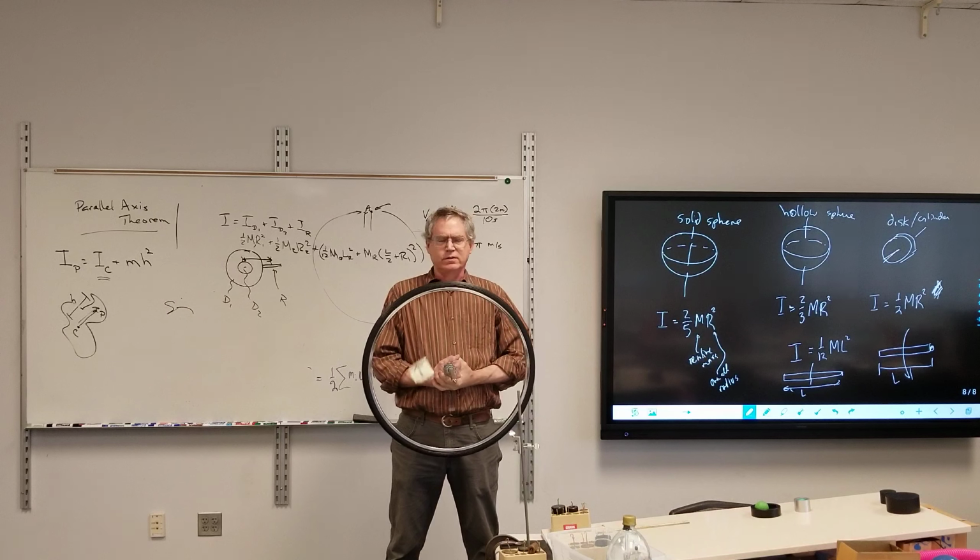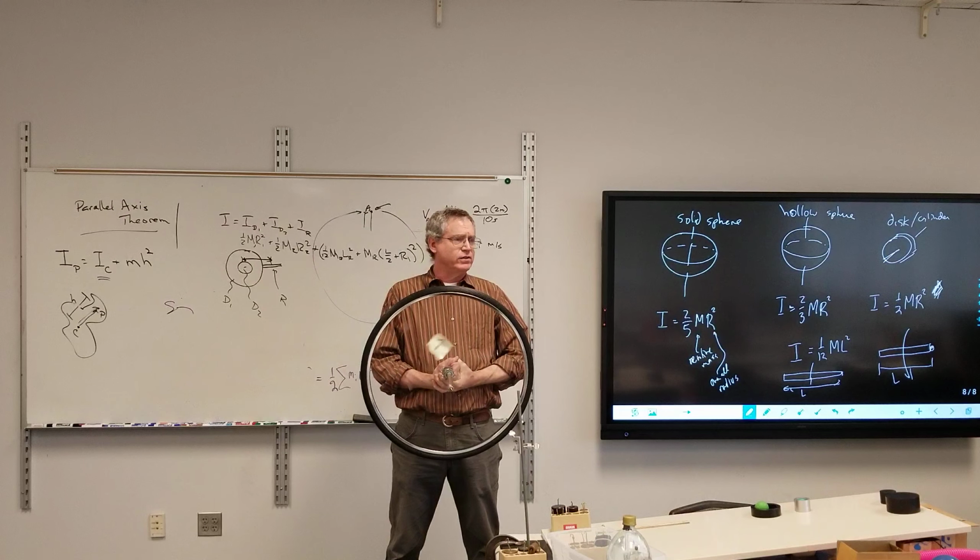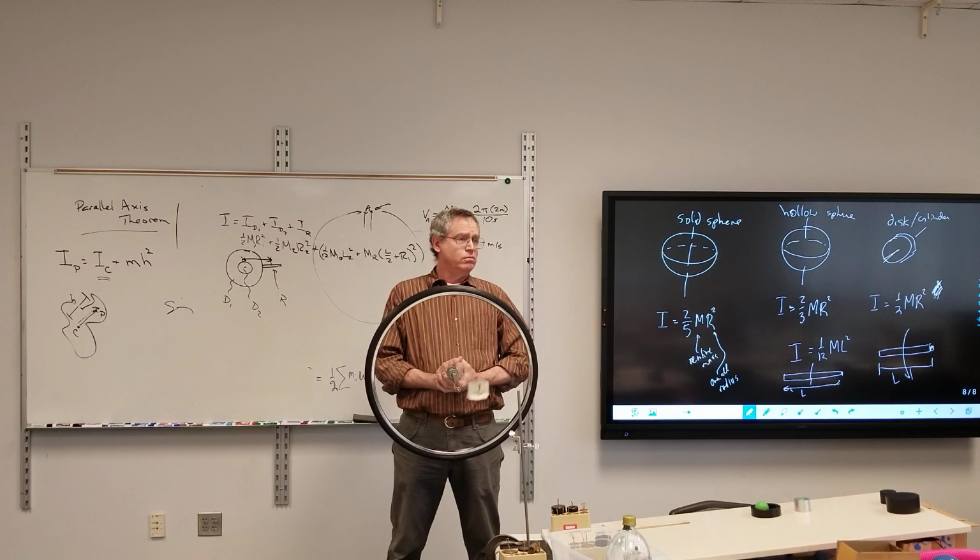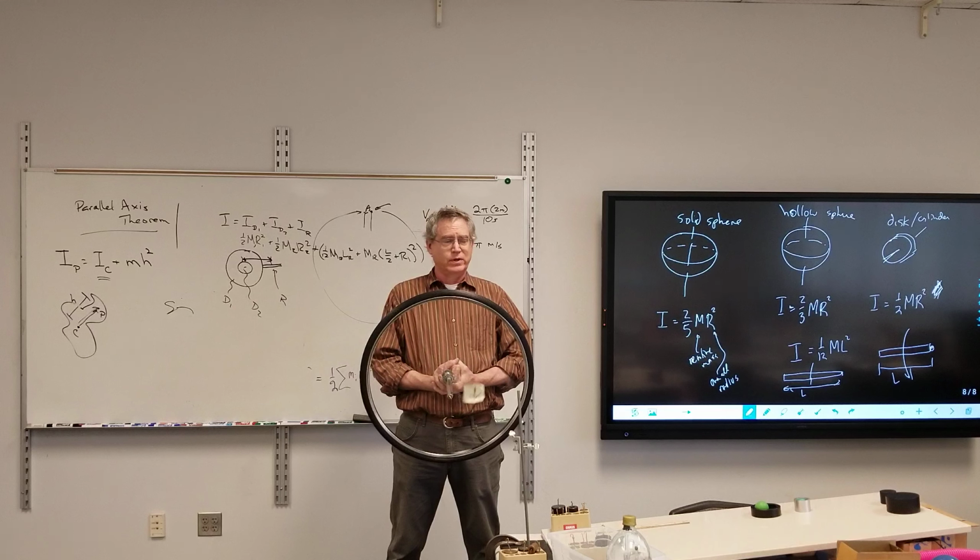As I rotate this, it has an angular velocity. If it's an angular velocity, it has a magnitude and a direction, because it's a vector. What would be the direction of this angular velocity?